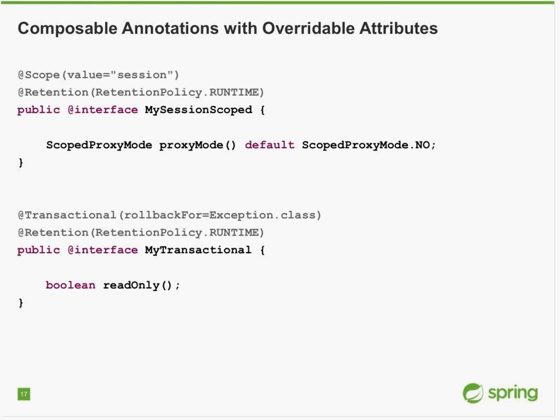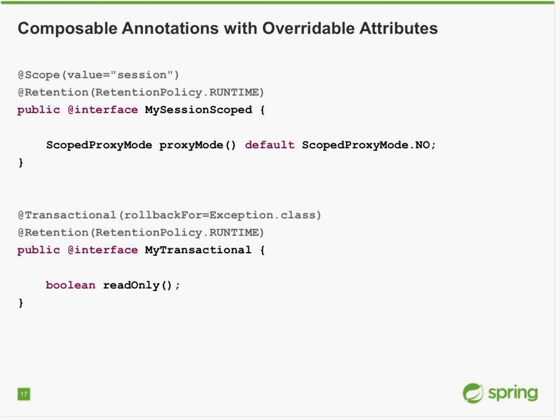The custom myTransaction annotation that we're seeing here has a read-only attribute without a default. According to Java annotation rules, this means that the value has to be specified. So every user of your myTransaction annotation, every time it's used, you need to specify read-only equals true or read-only equals false. This is actually an intentional feature here.